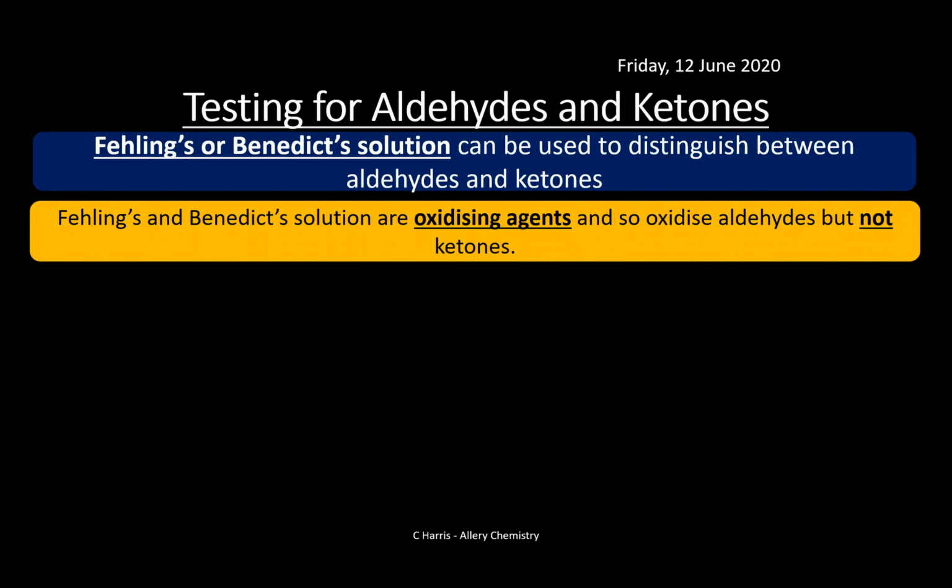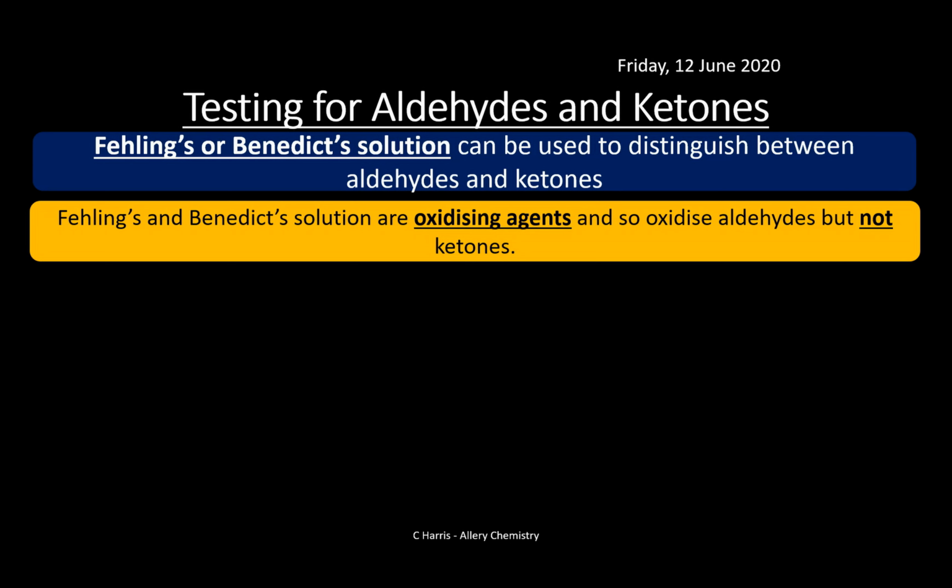So Fehling's and Benedict's, these are oxidizing agents in their own right. They react in a similar way to your potassium dichromate that we'd seen before. So what they will do is they will oxidize aldehydes, but remember, ketones can't be oxidized any further.